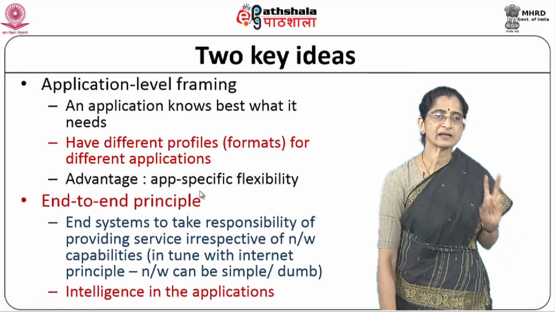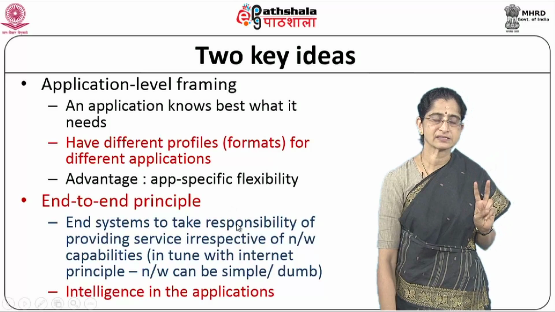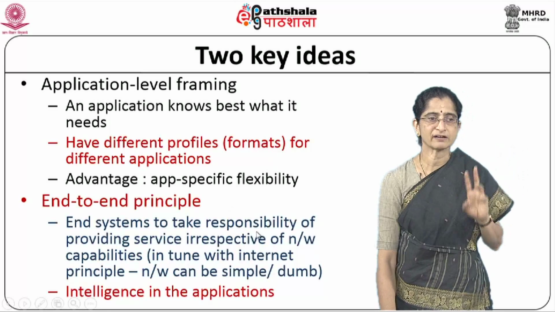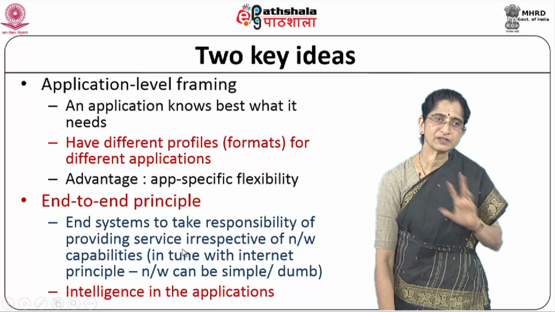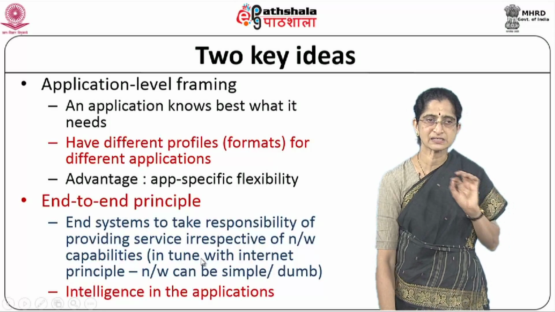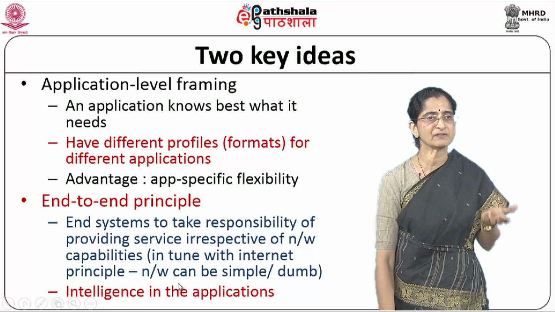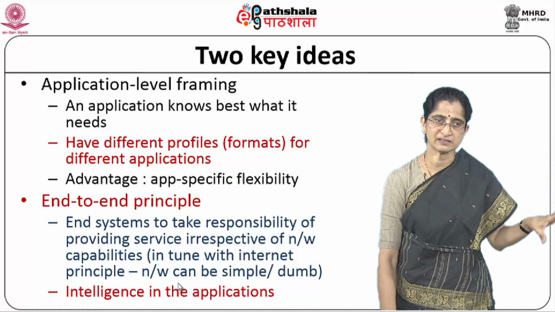Okay. Second idea that is used is what is called the end-to-end principle. What this means again is that the end systems will take responsibility for providing service irrespective of the network capabilities. This particular end-to-end principle you can see is in tune with the internet principle, where we say that your network can be simple or dumb and all intelligence is at the end system.